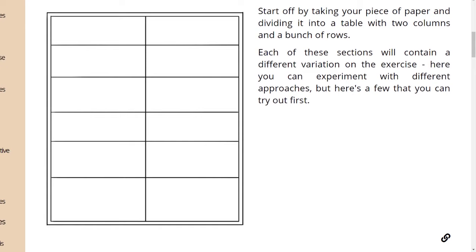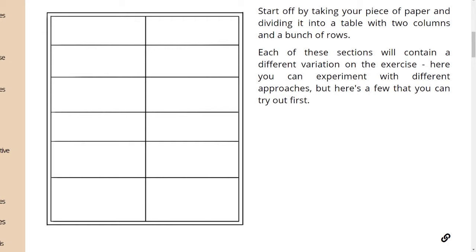So start off by taking your piece of paper and dividing it into a table with 2 columns and a bunch of rows. Each of these sections will contain a different variation on the exercise. Here you can experiment with different approaches, but here's a few that you can try out first.